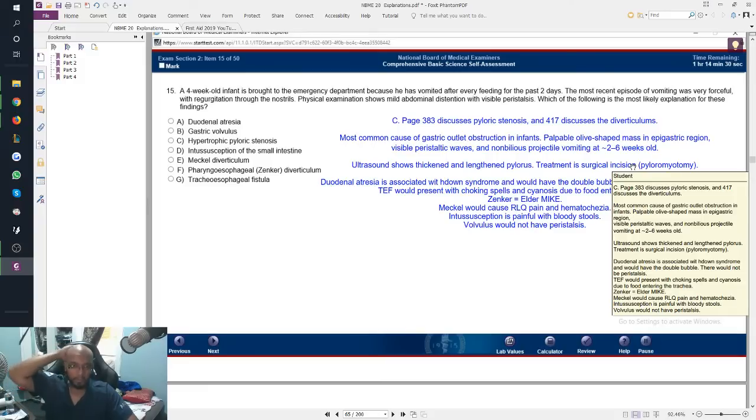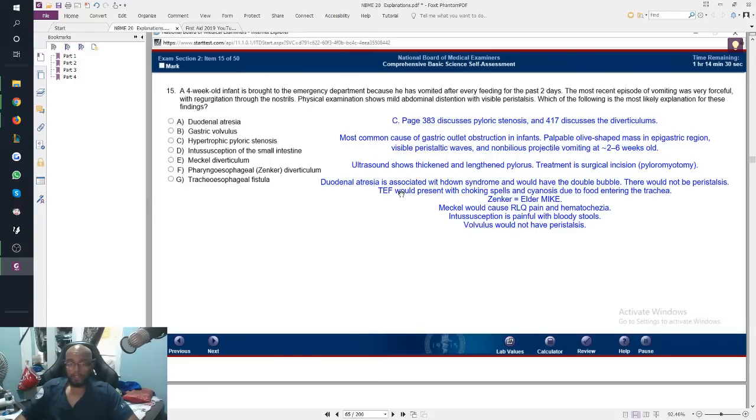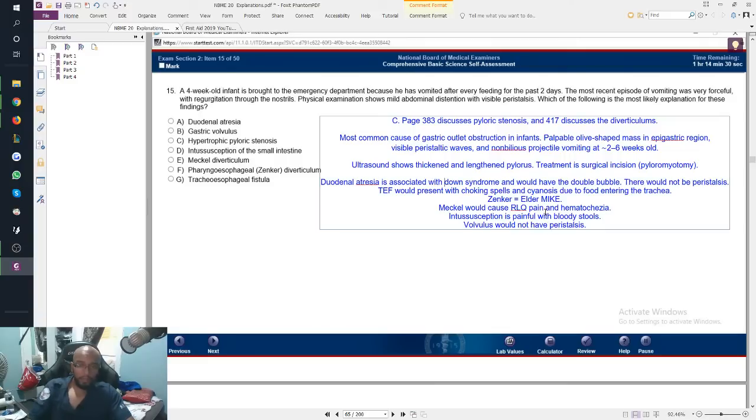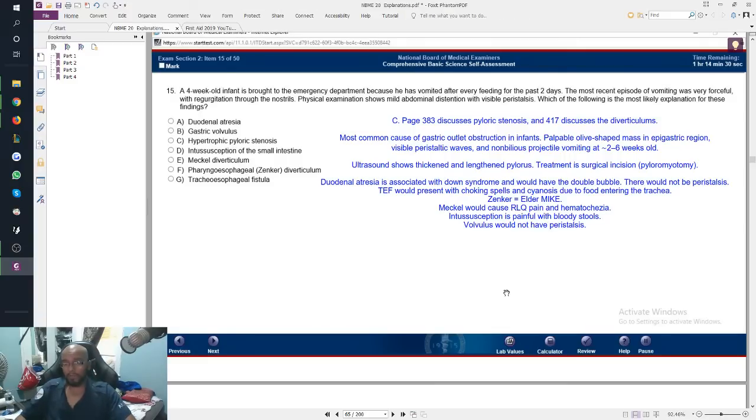Now, why are the other things wrong? Well, duodenal atresia is associated with Down syndrome, right? And sure, they might not give you Down syndrome, but what else would they have to give you? Well, there would not be any peristalsis because you have atresia. You actually have atresia of your duodenum. You lost your duodenum. How would you have peristalsis?